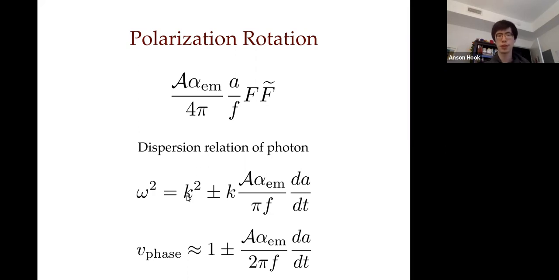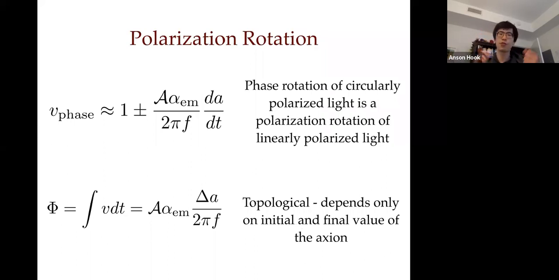If omega and k are not related to each other as normal, you've introduced a phase velocity for these photons. There's the normal speed of light phase velocity plus or minus this new axionic correction. If you ask what is the difference in phase between the left-handed and right-handed photons over some amount of time, like 10 seconds later, you integrate the phase velocity, or more importantly, the difference in the phase velocity, to get the difference in the phases. And by the fundamental theorem of calculus, it depends only on the initial and final values of the axion field.